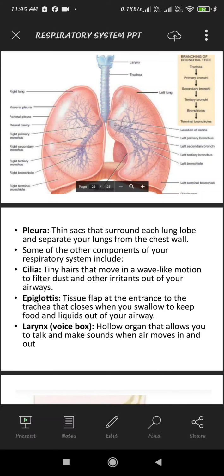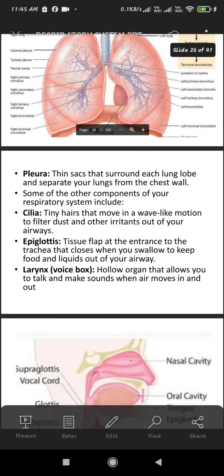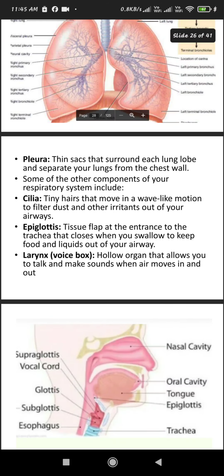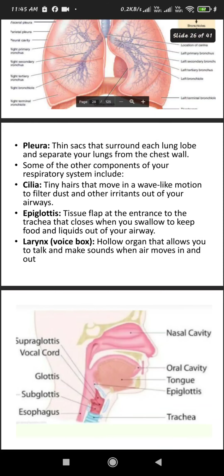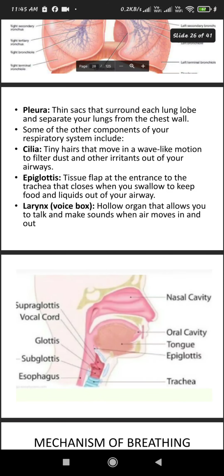Then this is the voice box, which is also known as Adam's apple, and it is an organ that allows you to talk and make sound when air moves in and out. Okay, so this is your epiglottis.